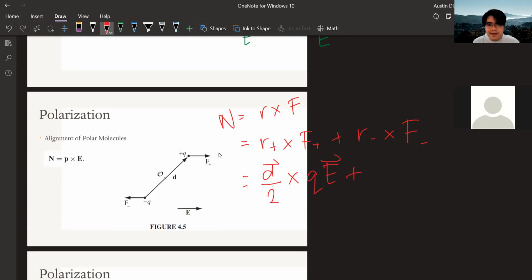And then we add it to d over 2 again, but negative d over 2, because its direction is reversed, cross negative q, and then E. Let me check that down. I'll just check.